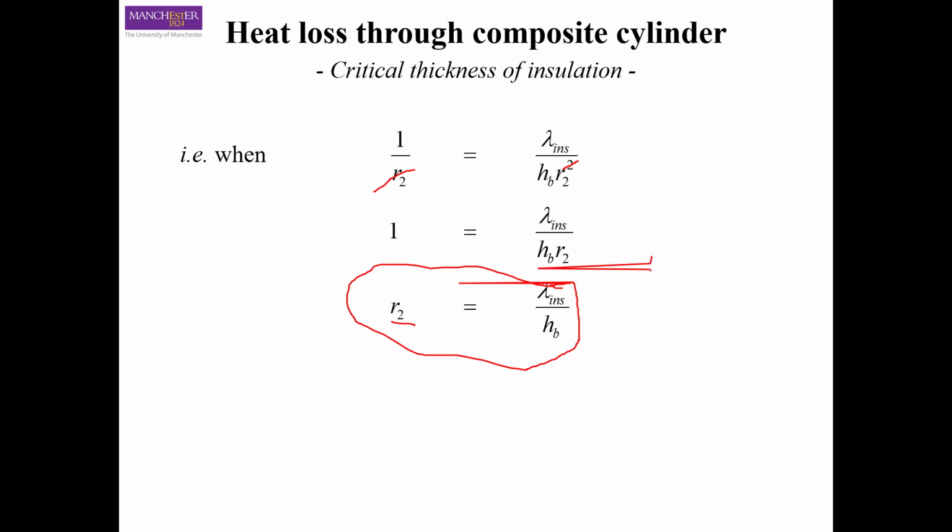For example, we can also write this equation as HB is equal to lambda of insulation divided by R2. Okay, so you can see here that when R2 is increasing, actually HB, that is the heat transfer coefficient, is decreasing. And the reason this heat transfer coefficient is decreasing is because when R2 is increasing, the surface area is increasing. Okay, so by increasing the surface area, the heat transfer loss to the system is increasing as well.